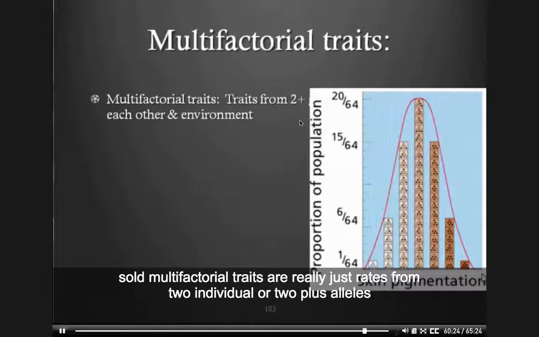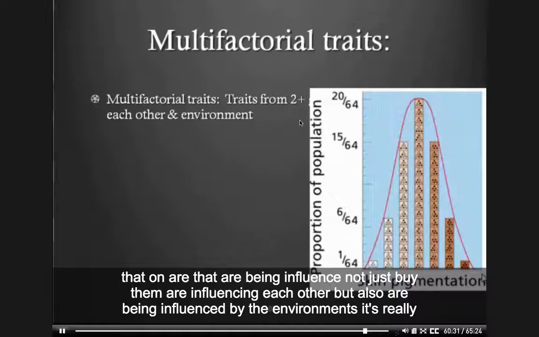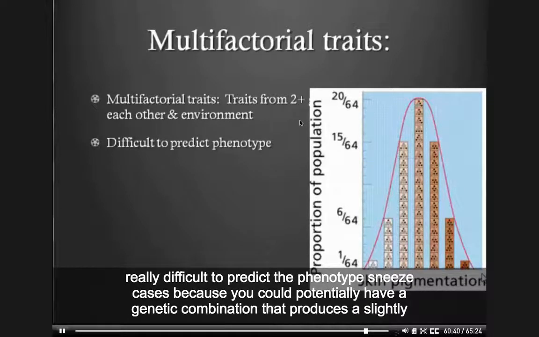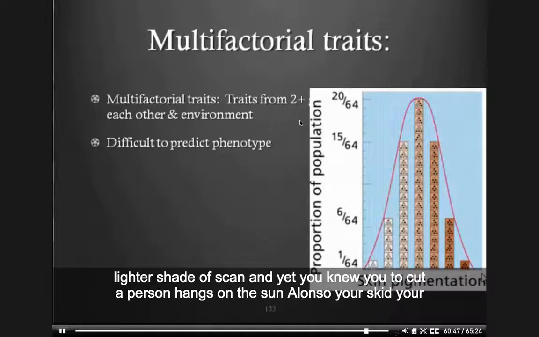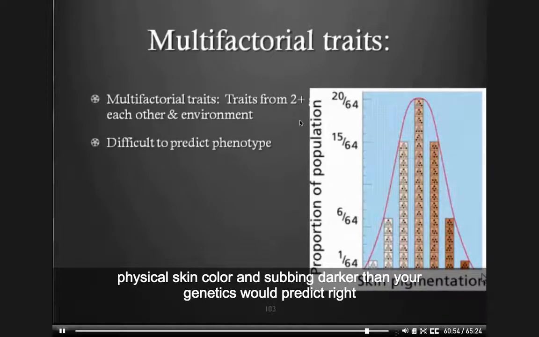So multifactorial traits are really just traits from two or more alleles that are being influenced not just by each other, but also by the environment. It's really, really difficult to predict the phenotypes in these cases because you could potentially have a genetic combination that produces a slightly lighter shade of skin, and yet you're the kind of person that hangs out in the sun a lot, so your physical skin color ends up being darker than your genetics would predict, right?